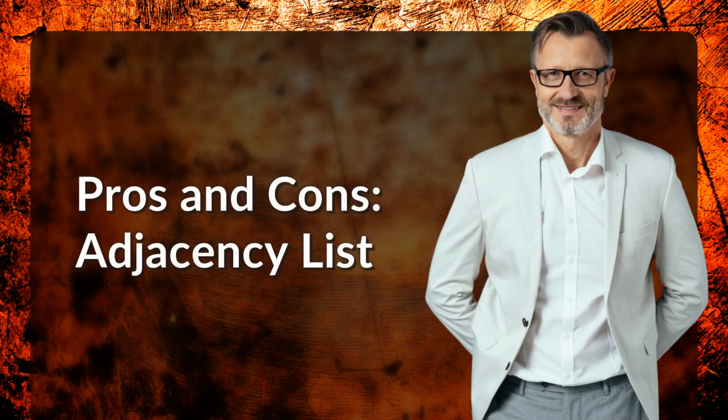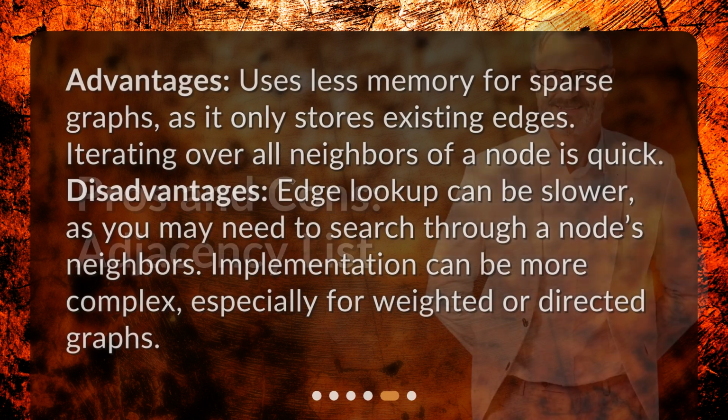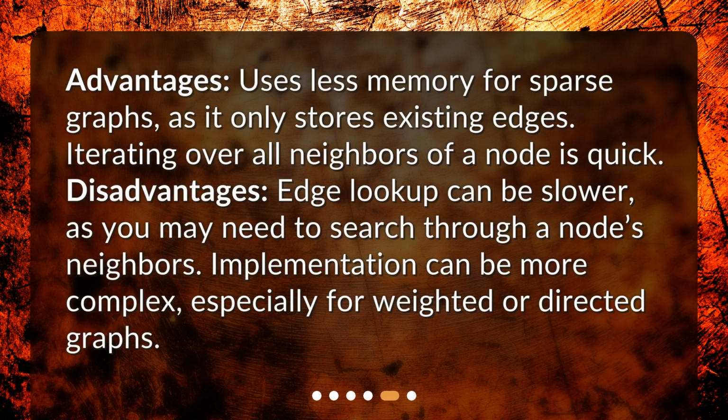Pros and cons: adjacency list. Advantages: uses less memory for sparse graphs, as it only stores existing edges. Iterating over all neighbors of a node is quick. Disadvantages: edge lookup can be slower, as you may need to search through a node's neighbors. Implementation can be more complex, especially for weighted or directed graphs.